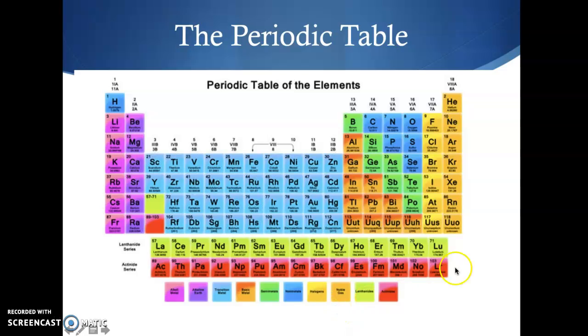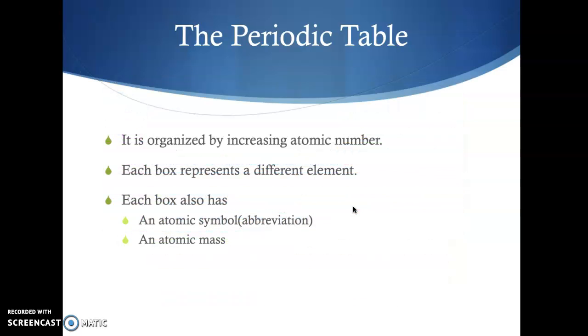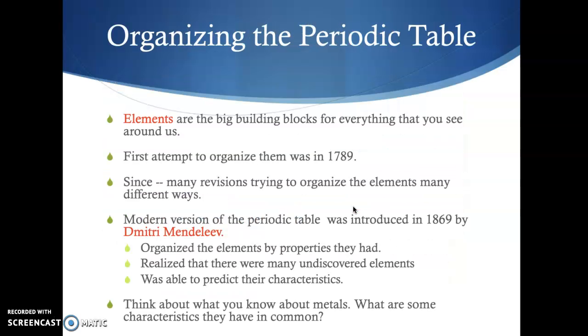And if I look at each box here on the periodic table, like silver right here, it's a very specific type of a broader category, all these being clothes, or what we call elements. And elements are the things that make up everything. They are the building blocks for everything that we see. And the first attempt to organize them was in the 1700s, and since then many revisions trying to organize them were provided.